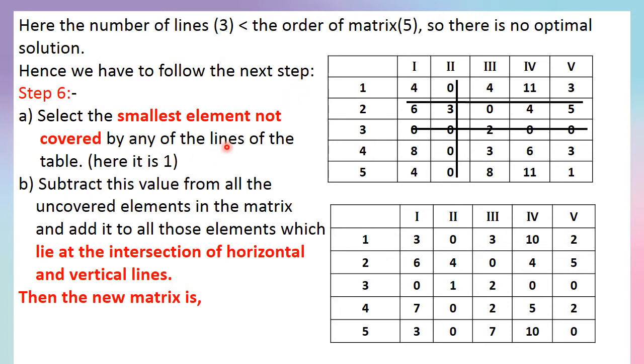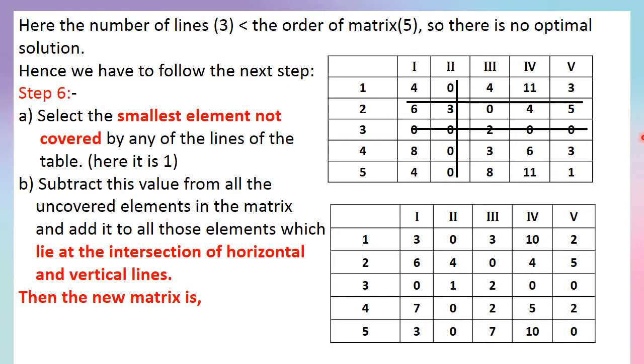Select the smallest element not covered by any of the lines of the table. Here it is 1. You can observe these non-covered elements, the elements which are not covered by these lines. Here 1 is the smallest element which is not covered by the line. Then subtract this value from all the uncovered elements in the matrix and add it to all those elements which lie at the intersection of horizontal and vertical lines. You have to thoroughly read the steps used to solve this type of sums.